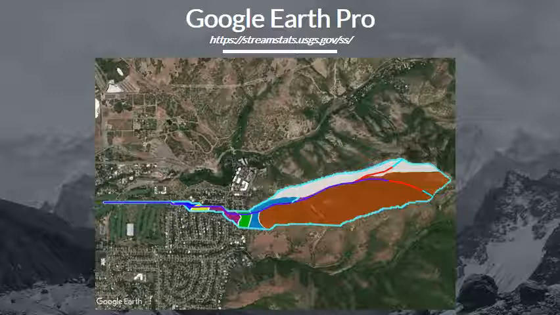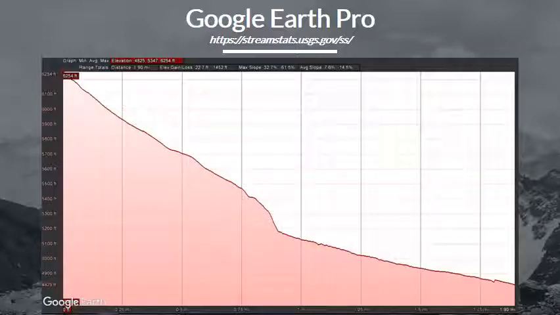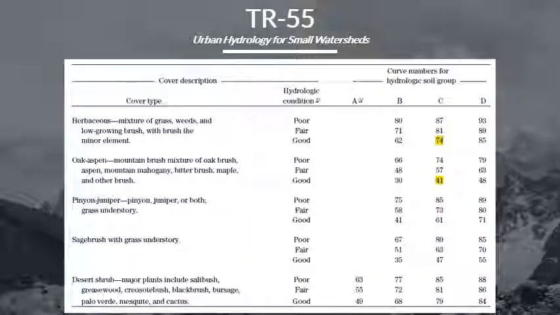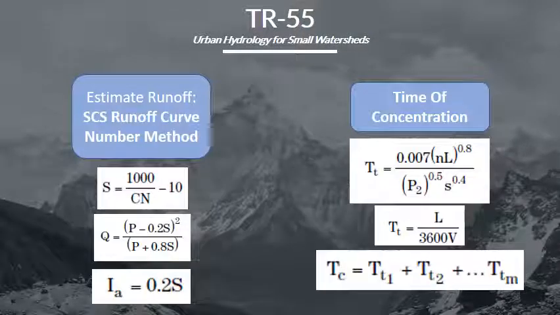It also provides a good aerial image so that the type of ground cover in each subbasin can easily be determined. Another awesome thing that Google Earth Pro does is elevation profiles. This helped me find the average slope of each flow path. I was then able to apply this information to some of the watershed analysis methods described in the TR-55. I used a bunch of tables and figures so that I could use these handy equations to estimate the runoff and calculate the time of concentration.